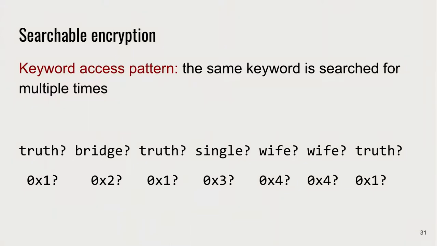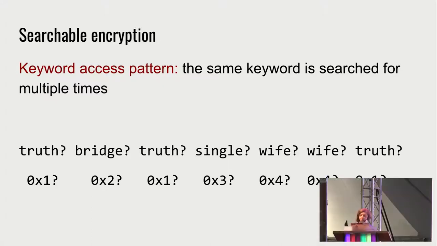Okay, so what are we allowed to leak? One of the things is the keyword access pattern. This means that if you search for the same keyword multiple times, that's something that maybe we're allowed to know to some extent. So it doesn't mean you know what the actual keyword is, but you just see the consistency, you see the pattern. So you might know that the keyword truth, which is represented perhaps by some index one, you see the pattern of that happening over time.